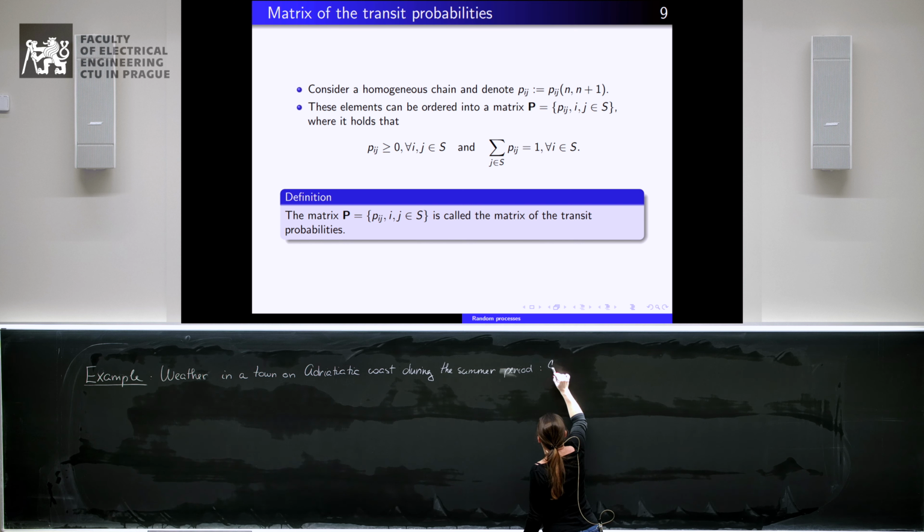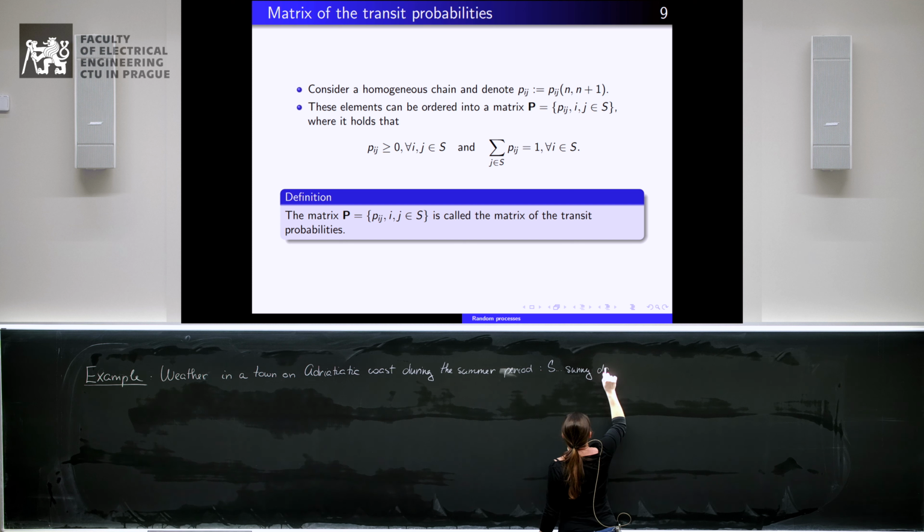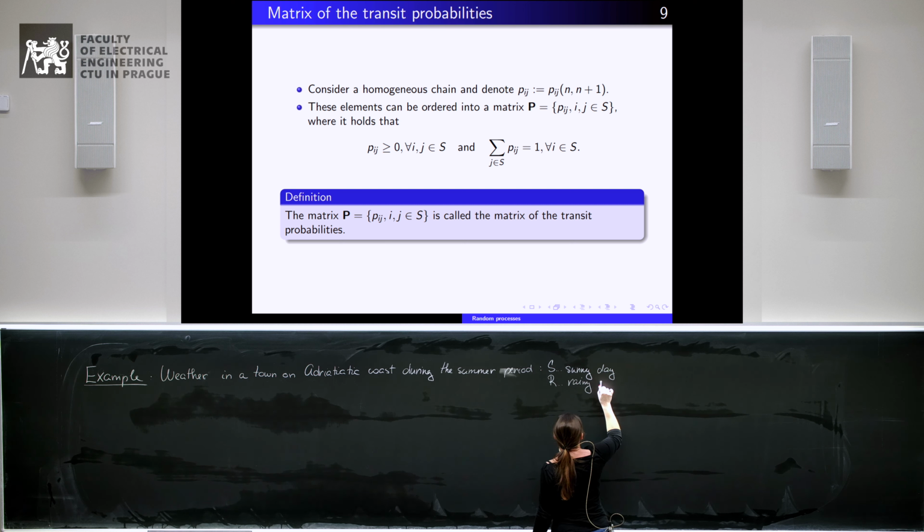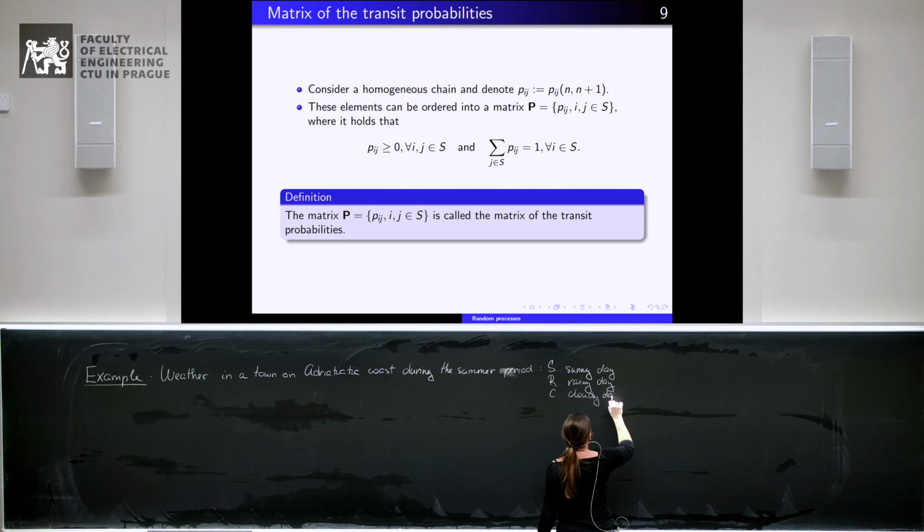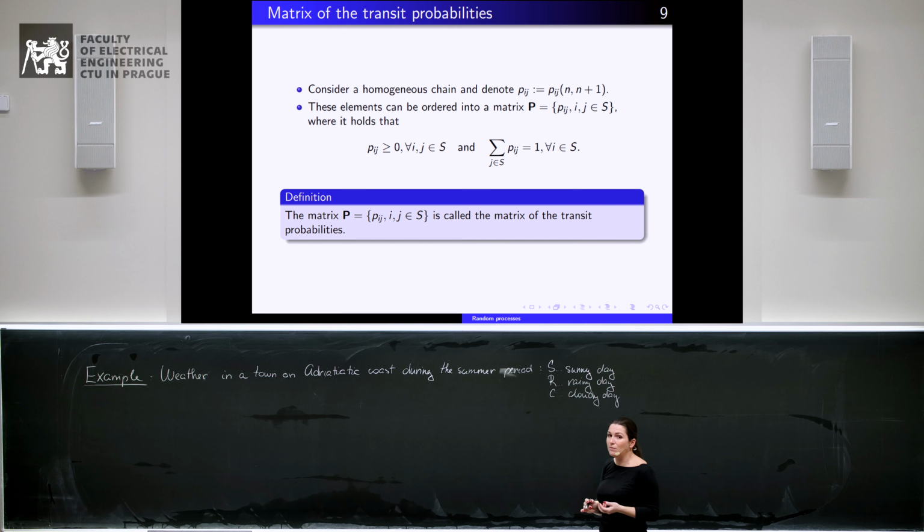S as sunny day, R as rainy day, and C as the cloudy day. So our process will have 3 states. The states won't be given by numbers, it will be given by letters, but so what?